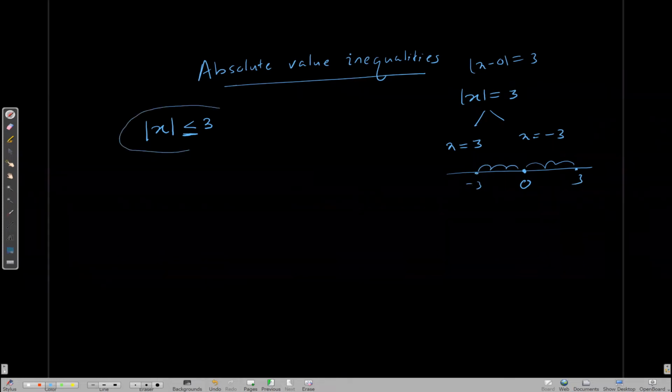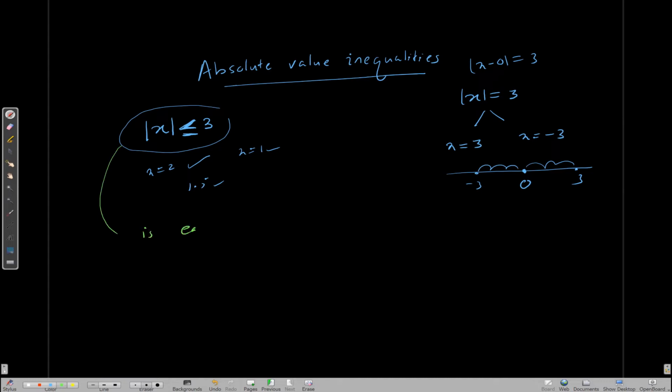Now with this, think about this. Can x be 2? Yes, right. Can x be 1? Yes, right. Can x be 1.5? Yes, right. So there are infinitely many solutions. Exactly like linear inequalities, anything that satisfies this inequality is a solution. So this is actually equivalent to x sitting between negative 3 and 3. So that is one way of remembering.